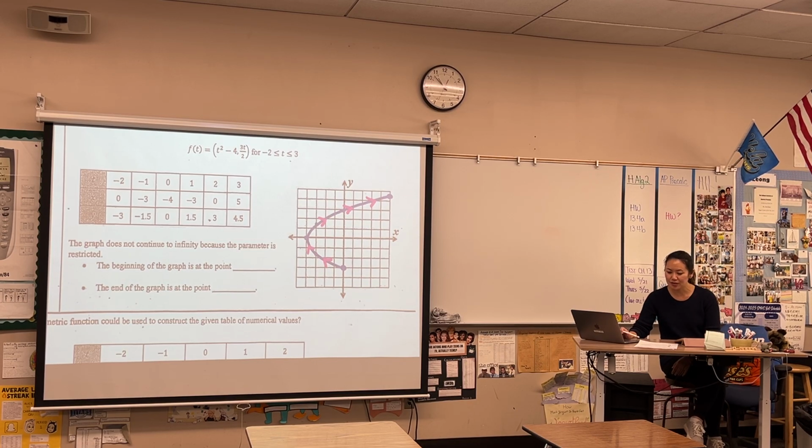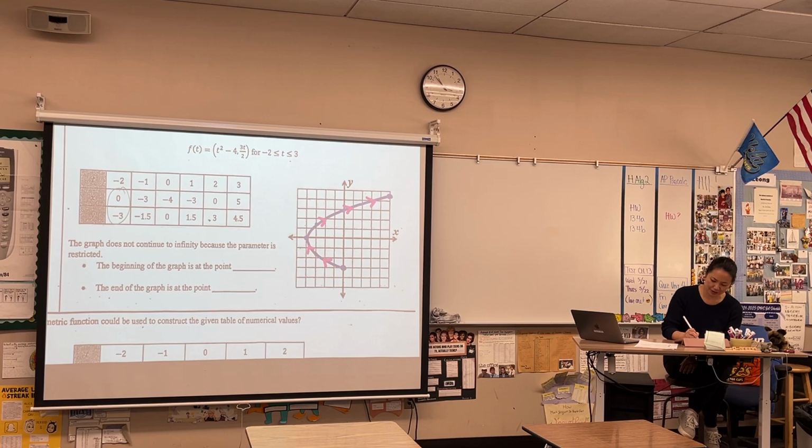Alright, so what is the point that's considered the beginning of the graph? Megan, what do you think? What's the beginning point for this? Yeah, (0, -3), so right there, (0, -3). Alright, and then Jonathan, what would be the end point? Yeah, that's it. That one right there. Nice. Alright, good job, guys.